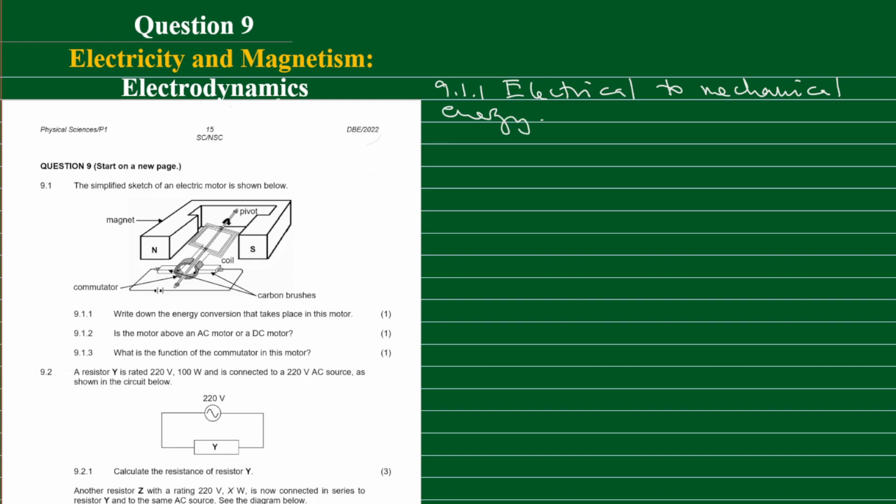That's why over here we have got a power supply, a battery. So this will supply the electricity, which is electrical energy, and then that electricity is going to be turned into rotational energy, which is the mechanical, the movement of the coil. Then the next question is 9.1.2. Is the motor above an AC or a DC motor?